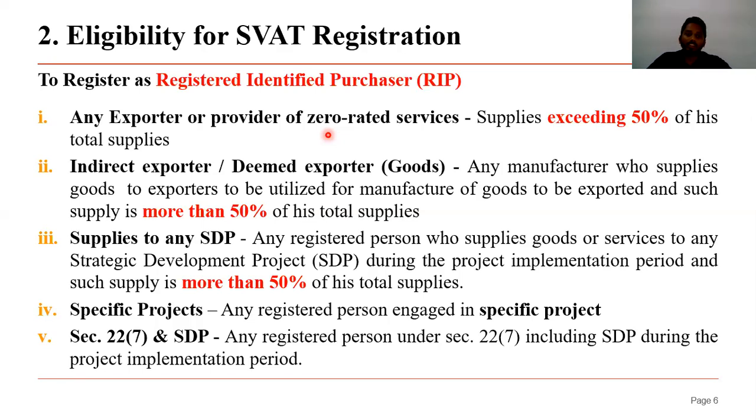Then the second one, indirect exporter, we call it a DM exporter, basically goods. A DM exporter is any manufacturer who supplies goods to an exporter to be utilized for the manufacture of goods to be exported. The manufacturer supplies goods to the exporter who is going to export. If they are supplying more than 50%, they are also eligible to register as a RIP, right?